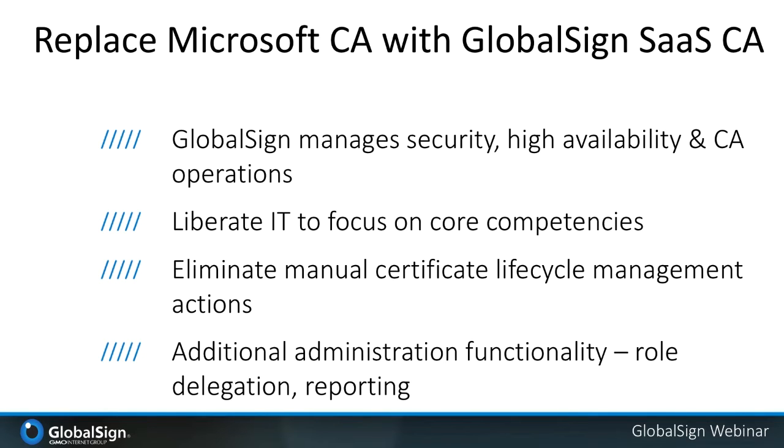You can easily perform certificate lifecycle management actions, which are deployment of certificates, renewal of certificates, or revocation, directly from the AEG portal rather than having to go through manual processes typically involved in the Microsoft CA. And you still get to have delegated administration functions, such as the ability to delegate roles and responsibilities among staff members, detailed reporting, and logging capabilities.